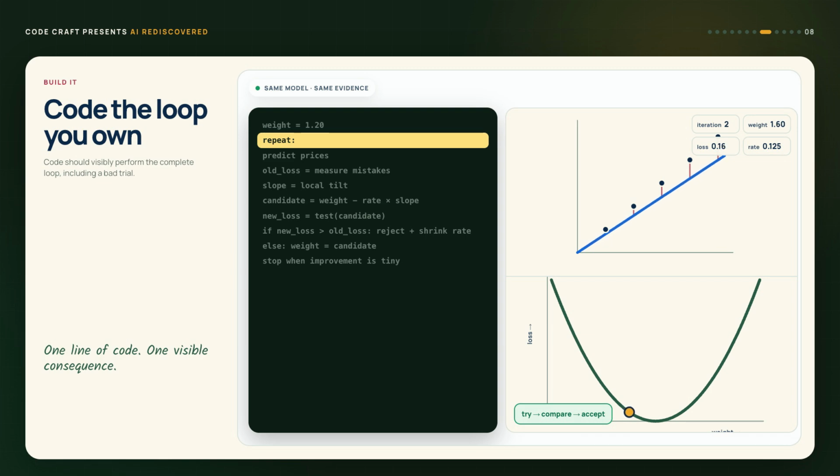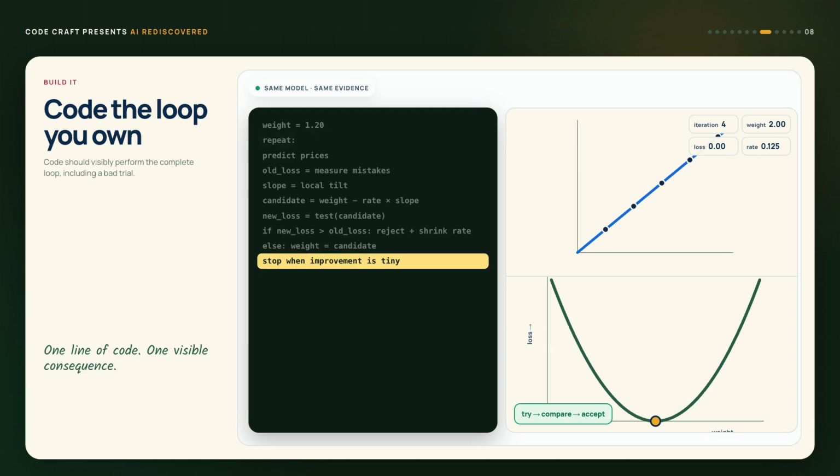The prediction line rotates smoothly. The residual gaps shrink, the weight changes, and the loss marker advances. The loop does not run forever. It stops when the slope is almost zero, or when another step produces almost no improvement.